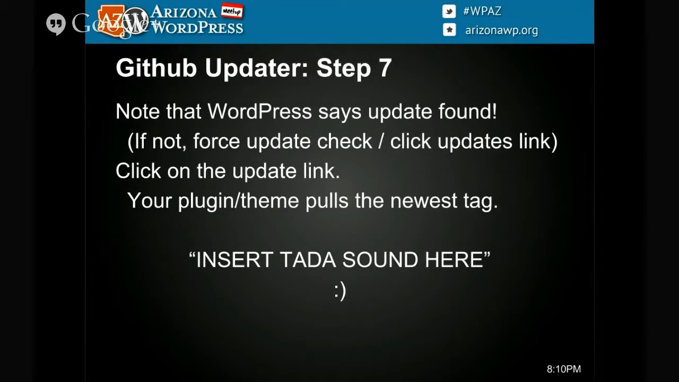When you're done, WordPress will show you the nice little sync icon with a 1 in it that says that your plugin needs to be updated on your WordPress site. The update link will be there. You will click the update link, and it will pull the newest version down from GitHub for you.